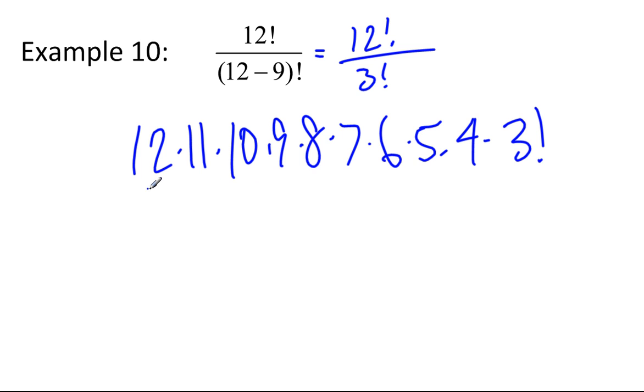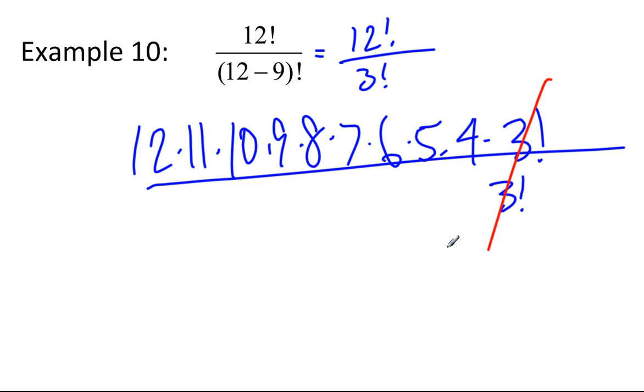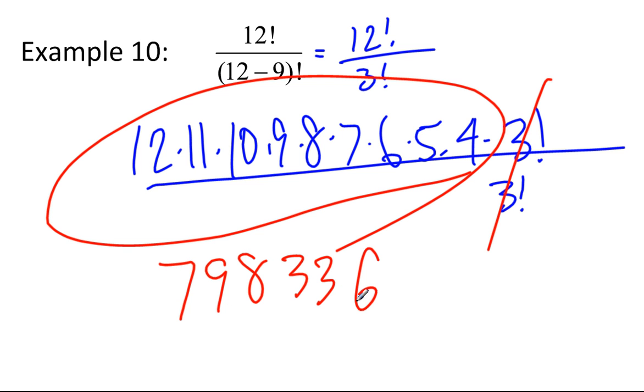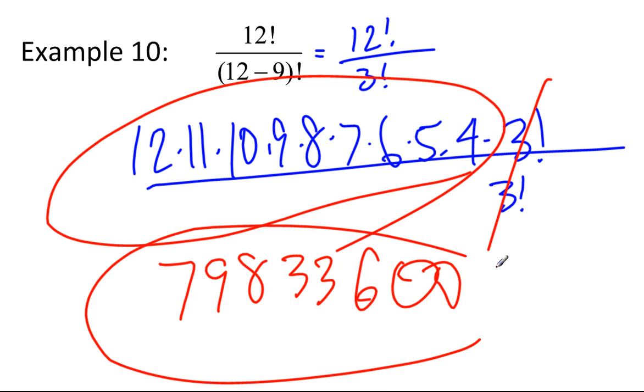3 factorial over 3 factorial. Those cancel. You multiply all the rest of this mess. Let's see if I can copy this down right. 7, 9, 8, 3, 3, 6, 0, 0 is our answer there. And no, I'm not happy about that either.